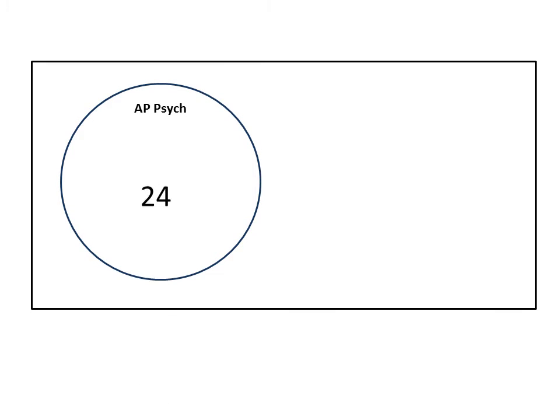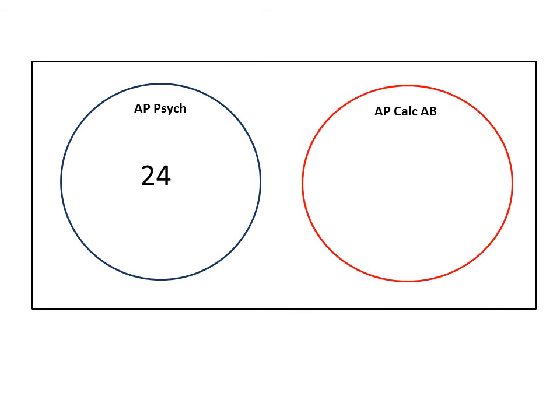Here's our sample space. We have AP Psych, 24 students, AP Calc AB, 5 students, 31 left over. Adding all the numbers together, we have a total of 60 students.